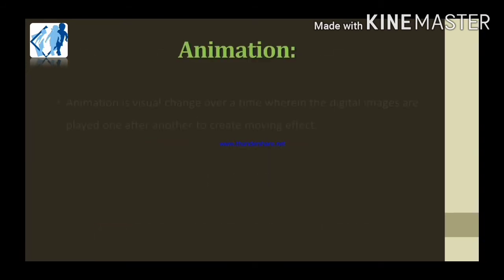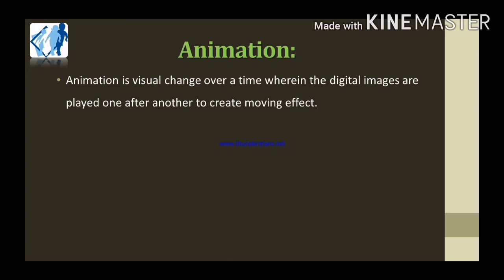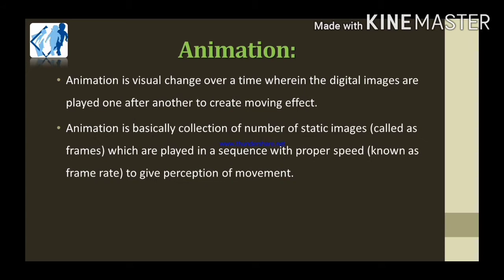Animation. Animation is a visual change over a time wherein the digital images are played one after another to create a moving effect. In a simplified way, we can say animation is basically a collection of number of static images, that is called frames, which are played in a sequence with proper speed known as frame rate to give perception of movement. That means in an animation, number of images are created in a sequence with the minute differences.